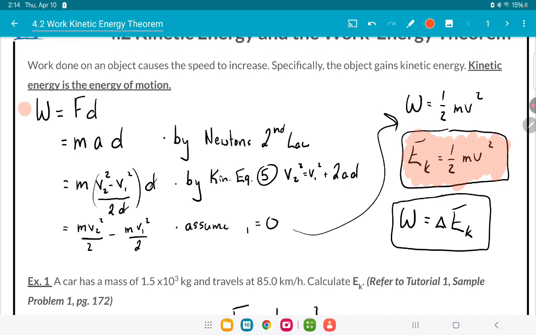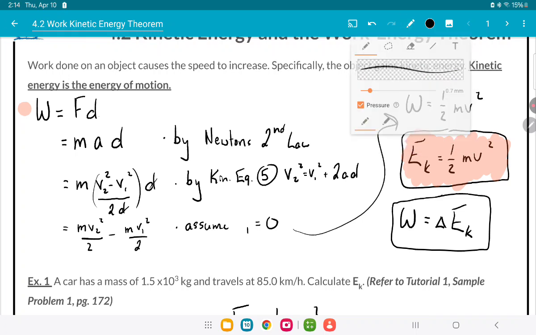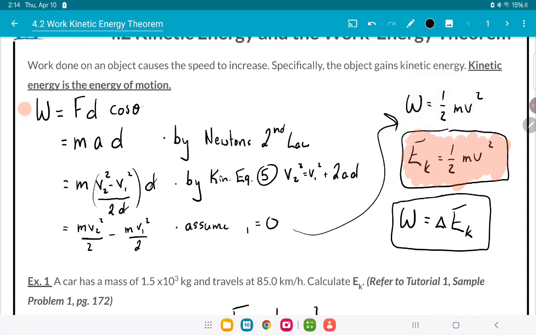So, work equals Fd. Now, you're going to remember it's cos theta. But we're going to assume theta equals 0 degrees. So that just goes to 1. Then we're going to replace force, F net equals ma, right? That's Newton's second law. So that's how we get there, that replacement.